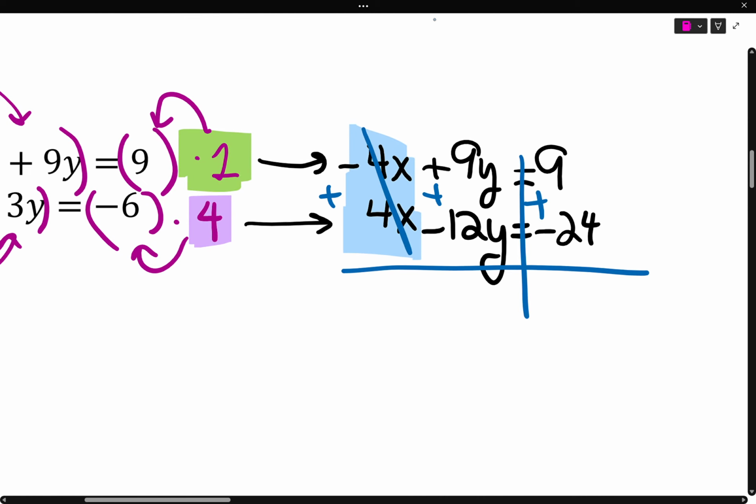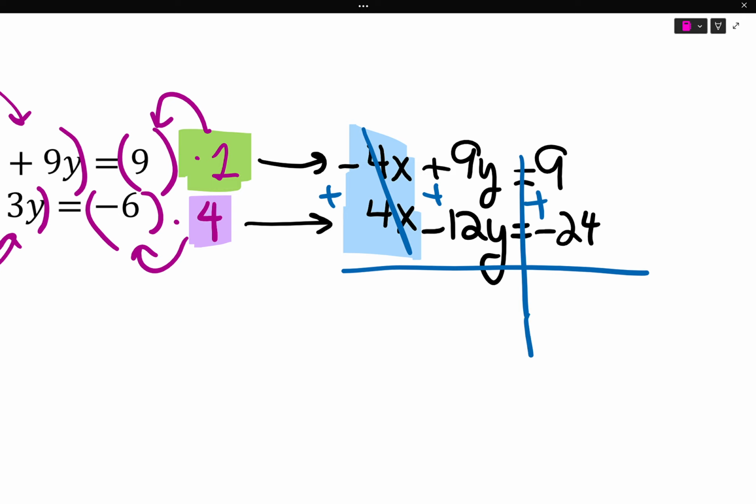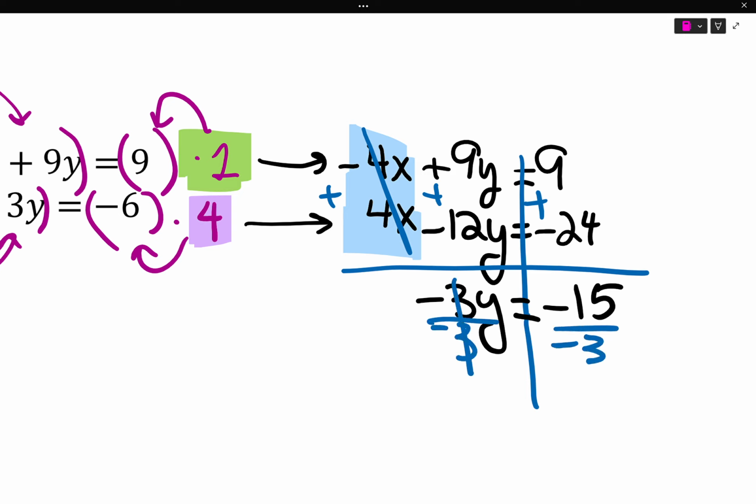The x's cancel. Good. That was the point. 9y plus negative 12y is negative 3y. 9 plus negative 24 is negative 15. And we get to finish that by dividing both sides by negative 3. Y equals positive 5.